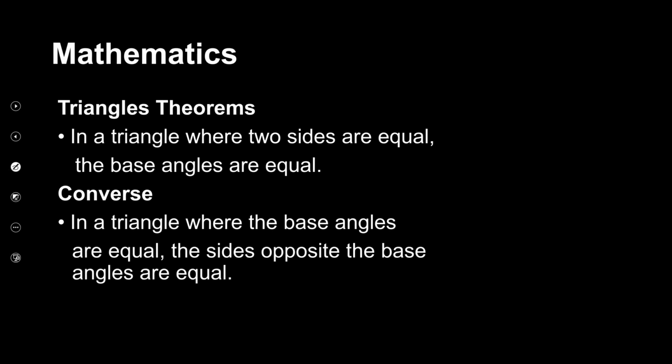Right, so the converse will be in a triangle where the base angles are equal, the sides opposite the base angles will be equal. So what do I mean with this? If I have something of this nature, this angle and that angle are equal to each other, it would therefore mean that the side opposite, which is this side here, and the side opposite, which will be this side there, will be equal to each other because they are opposite those angles. So that's how you look at this particular concept.